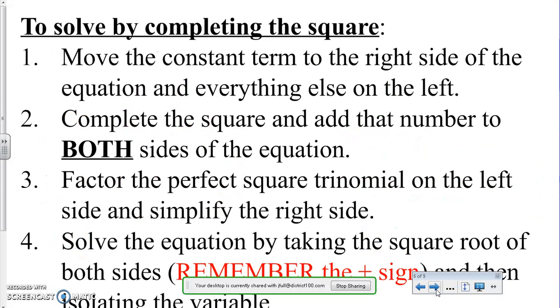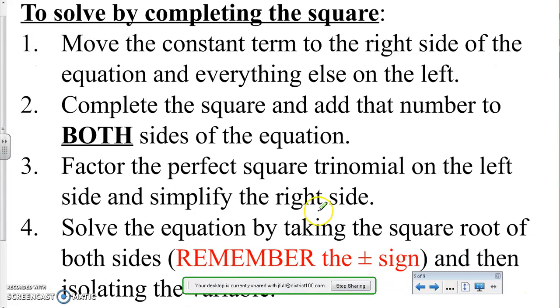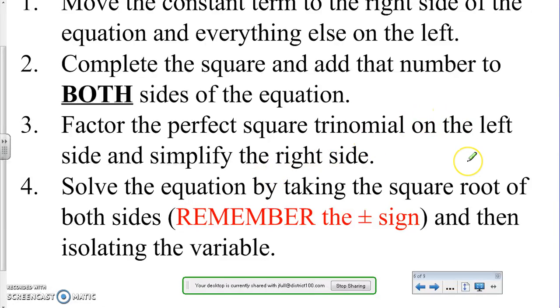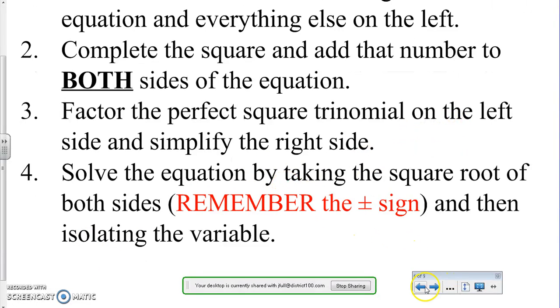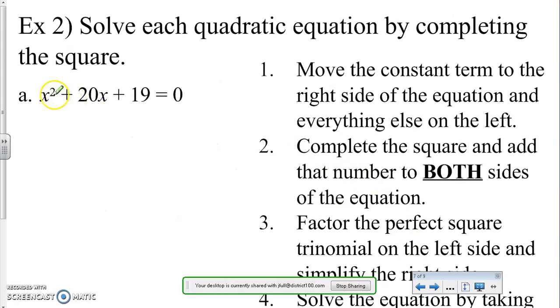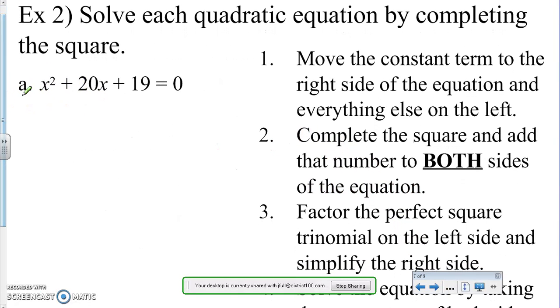Okay, so to solve by completing the square, we're going to start by moving the constant term to the right side of the equation and everything else on the left. So that means we'll have an x squared and an x on the left side, and we'll have a number on the right side. We're going to complete the square and add that number to both sides of the equation. We're going to factor the perfect square trinomial on the left side and simplify the right side. And then we're going to solve the equation by taking the square root of both sides, remember the plus and minus sign, and isolating the variable. Okay, so we have those steps up here. We're going to follow those for this first problem.